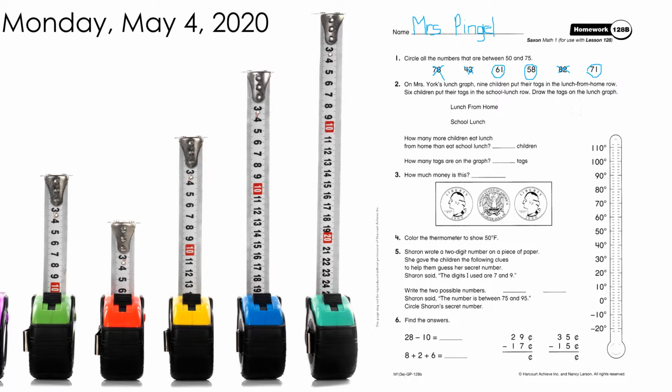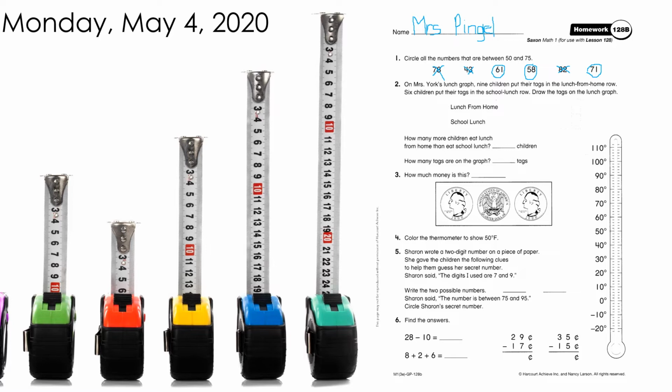Number 2, on Mrs. York's lunch graph, 9 children put their tags in the lunch from home row. 6 children put their tags in the school lunch row. Draw the tags on the lunch graph. Now, as you see on this paper, my graph did not copy, so I'm just going to try my best and estimate or make a smart choice of where I think the boxes are on the graph. You can do it completely correct on your graph paper.